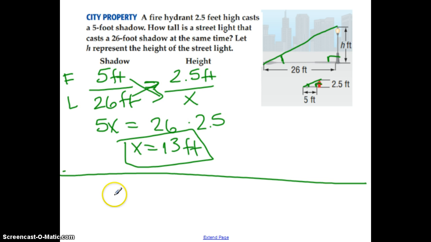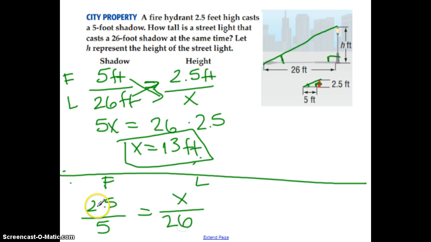You could have also compared the fire hydrant to your street lamp. So my fire hydrant is 2.5 feet tall, and it casts a shadow of 5 feet. That's going to be equal to the height of your lamp and the shadow that it casts. So I have height over shadow and height over shadow. If you cross multiply and solve for x, you should get 13 feet for x as well.